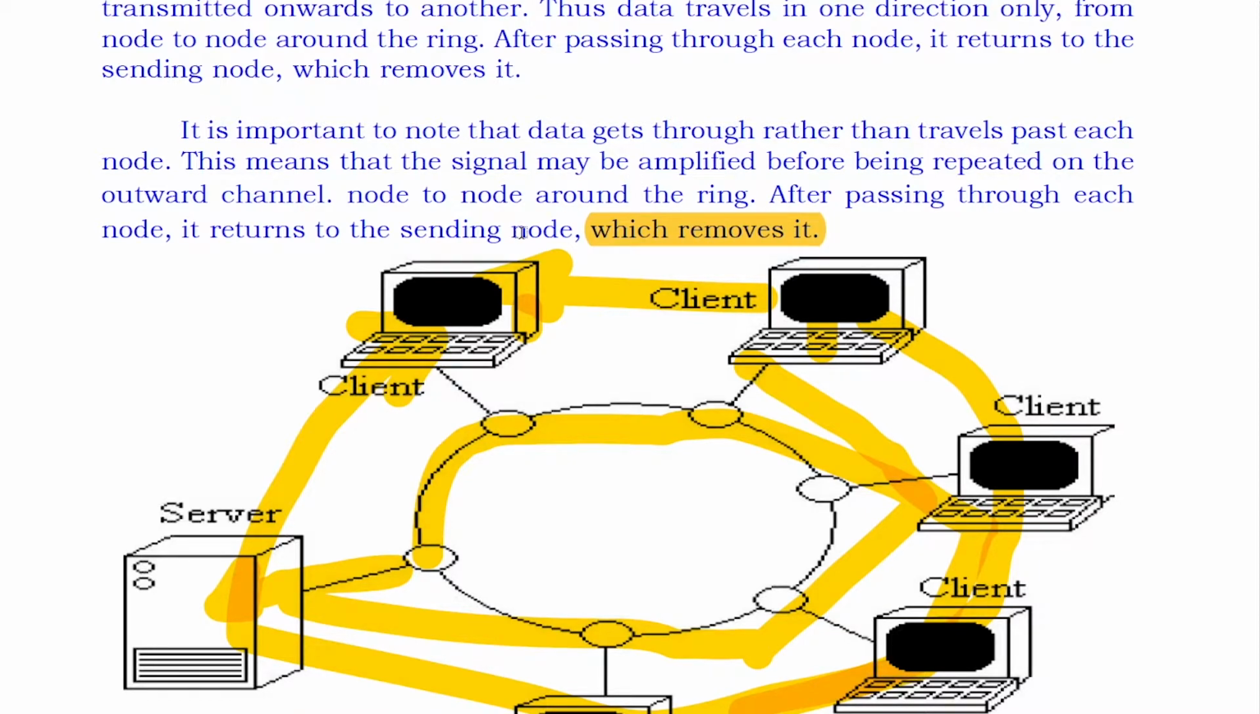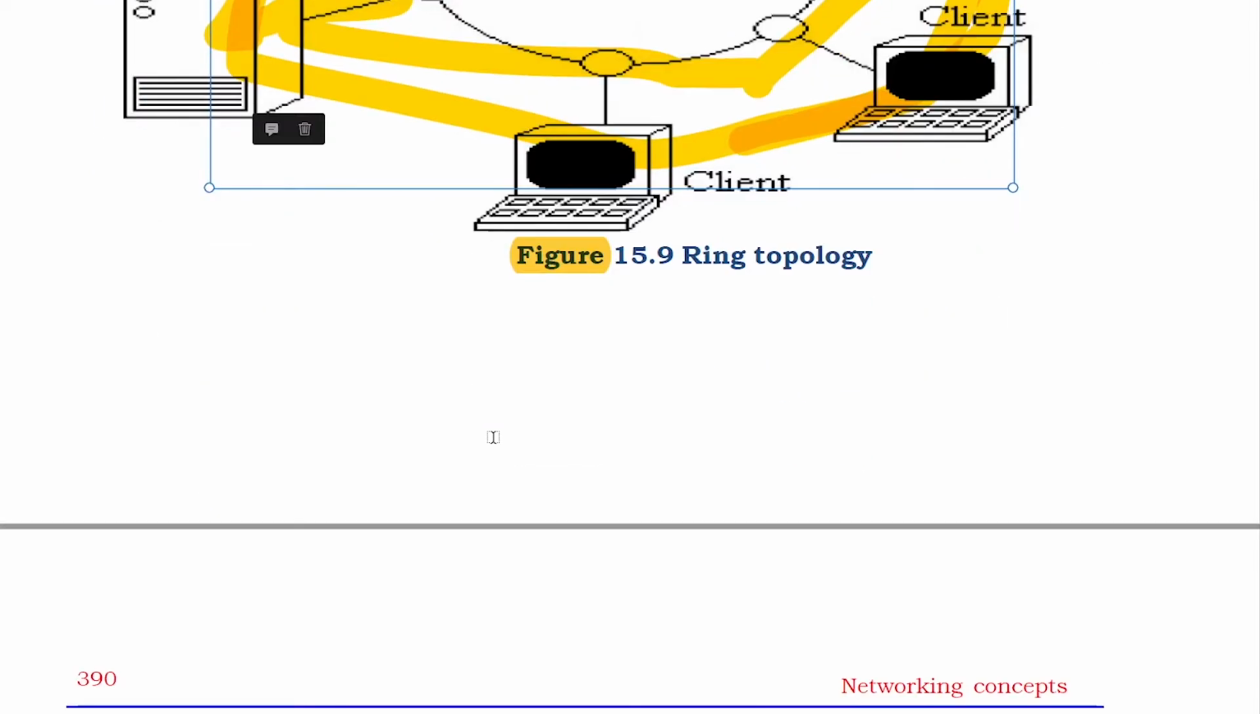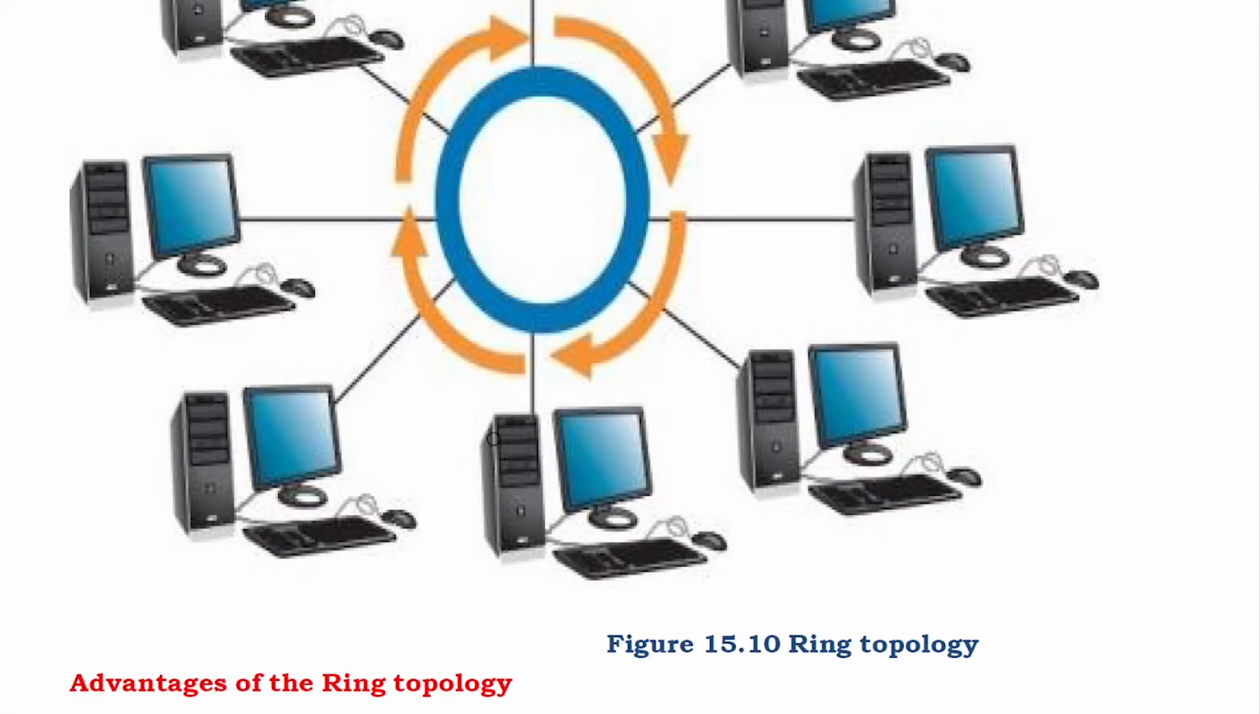So node to node around the ring. After passing through each node, it returns to the sending node. Like this, sending means pass, pass, and it reaches the sending node. So this is how it works. This is one of the techniques used earlier. So this is how it looks.